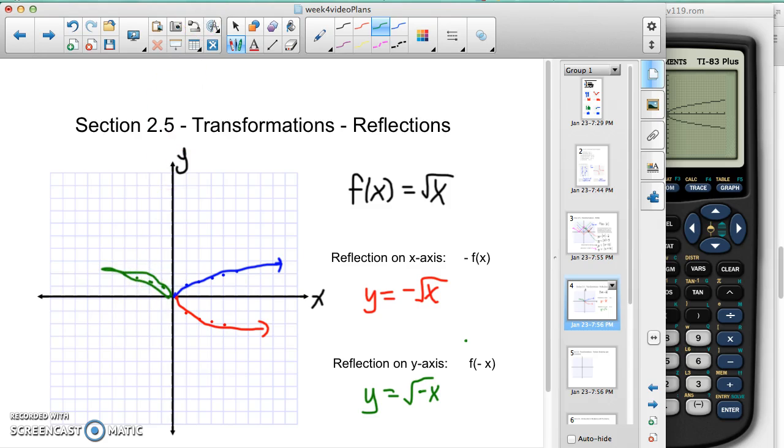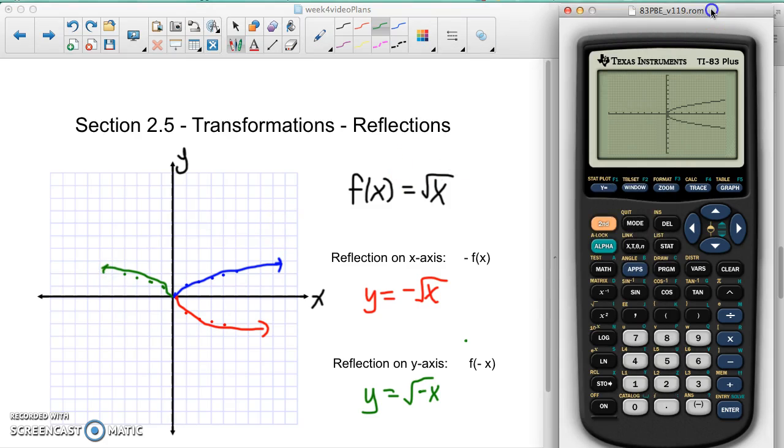We're struggling here with the graph. So let's take a look at the graphing calculator and make sure that that verifies what I've just put in there. So we're going to put the square root of negative x. Graph. As you can see, it reflects along the y-axis.